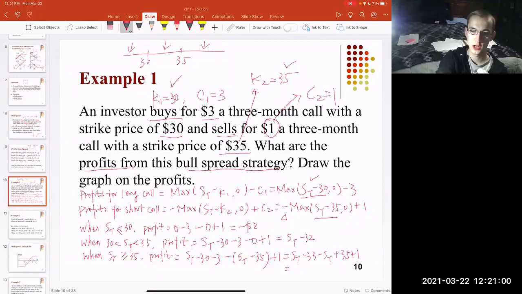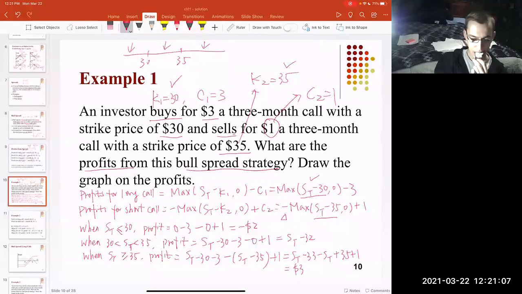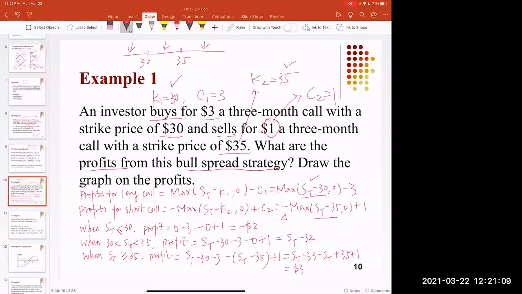Is it positive $3? Yeah, that's correct. So $3, okay? So we finished what are the profits from this bull strategy. Okay, so we're done with that, and then we're going to draw the graph for the profits.